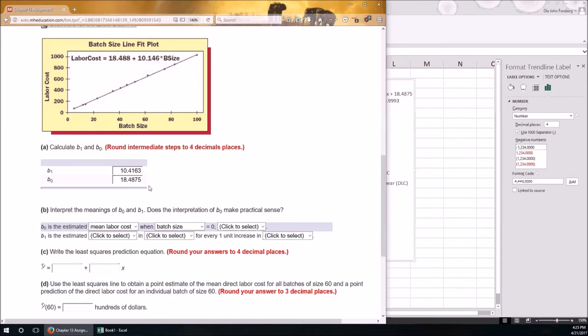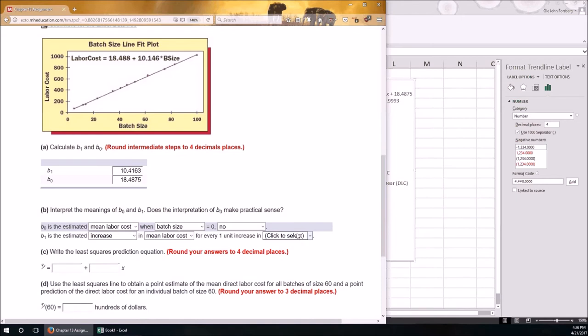B1 is positive, so B1 is going to be the estimated increase. And remember, the slope is how much the y increases as the x increases by 1. It's the rise over the run. So it's the increase in labor cost for every 1 unit increase in the batch size. Rise over run. So let's write the least squares prediction equation.